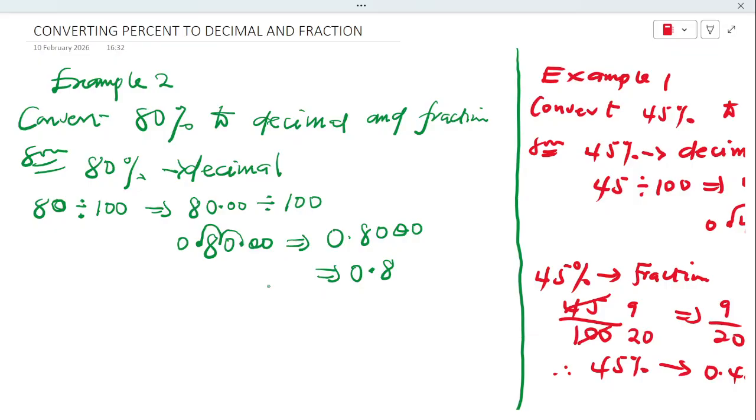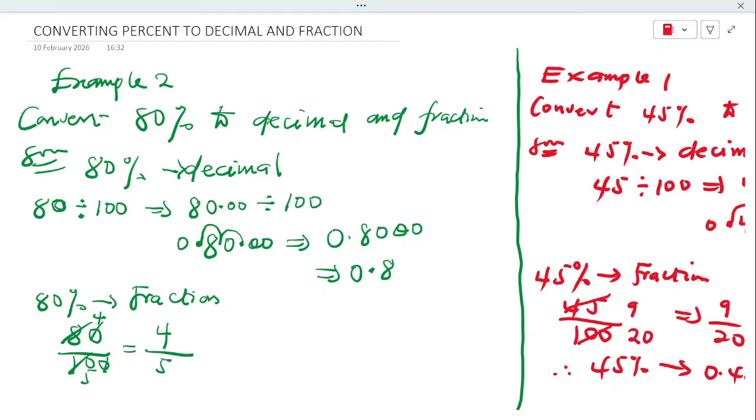Now let's look at the fraction form for 80%. So 80% to fraction. The rule says that you write the 80% over 100. Then you can cancel. 0 will cancel 0. And ask yourself which number goes into 8 at the same time goes into 10. In this case, we have 2. 2 goes into 8 4 times, and then 2 goes into 10 5 times. So here we have 4 over 5.